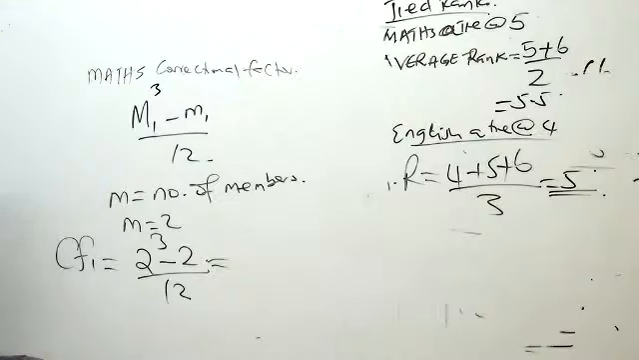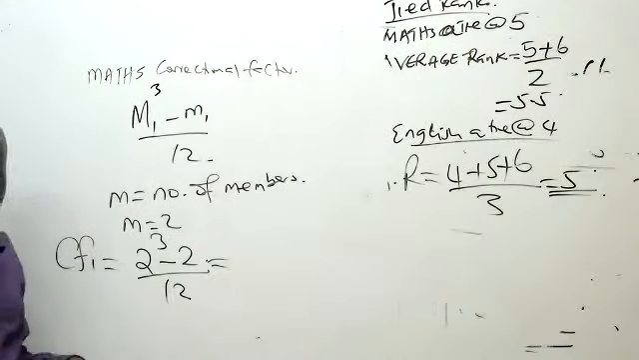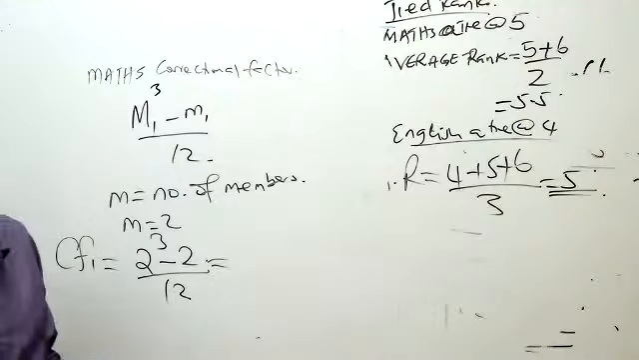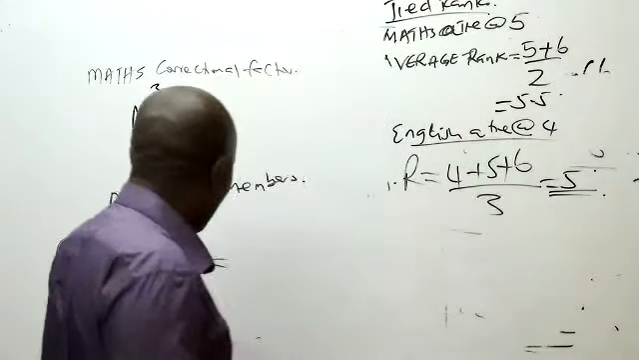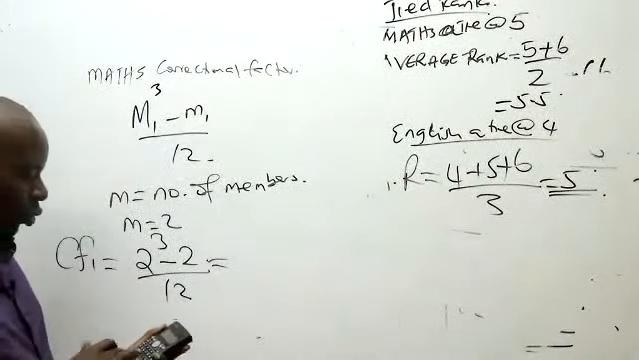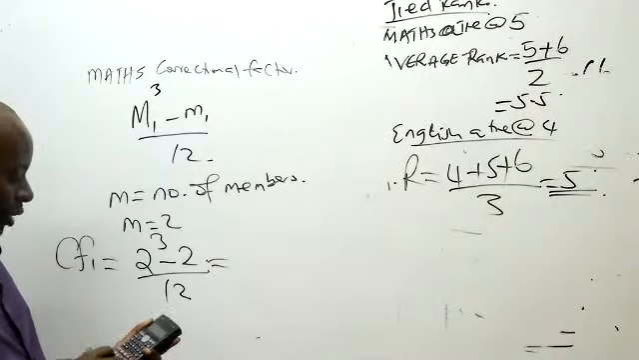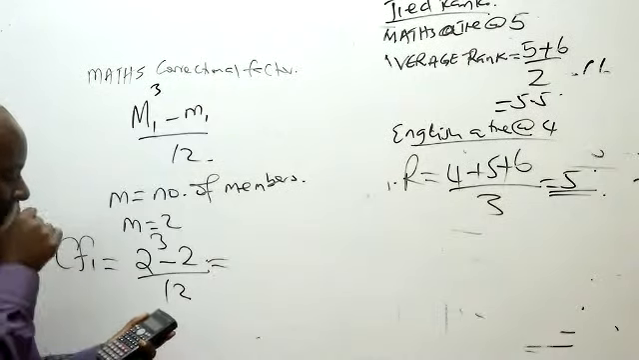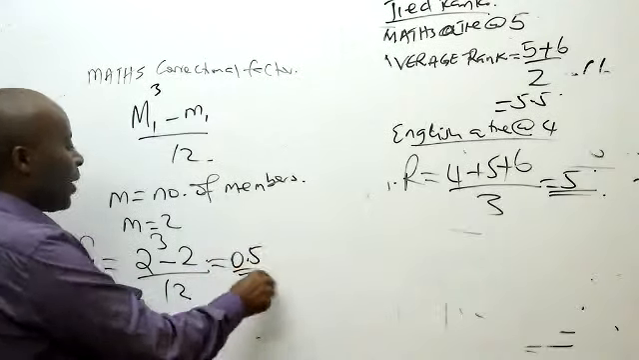Unfortunately, the moment you have done this, and then you go and repeat on your own, then you become a specialist of this area. It's a simple area. So the correctional factor, what do we have here? We have 2 raised to power 3 minus 2, divided by 12, which will give us 0.5.